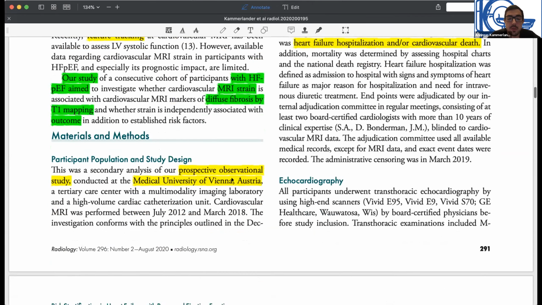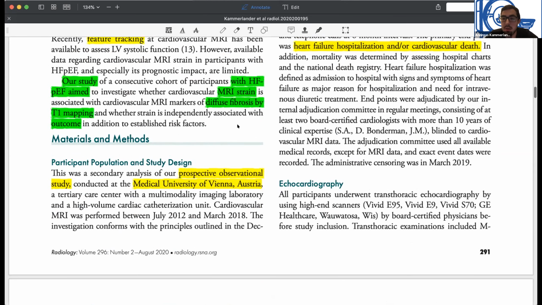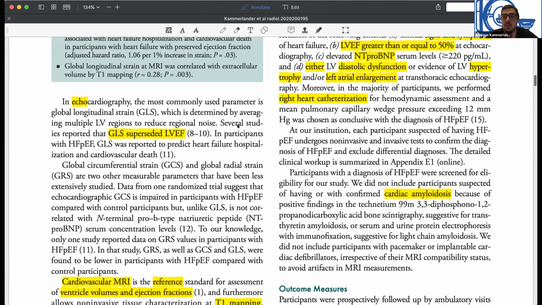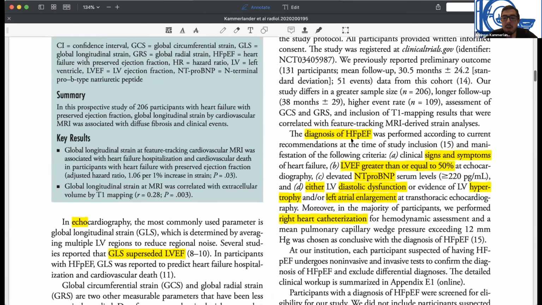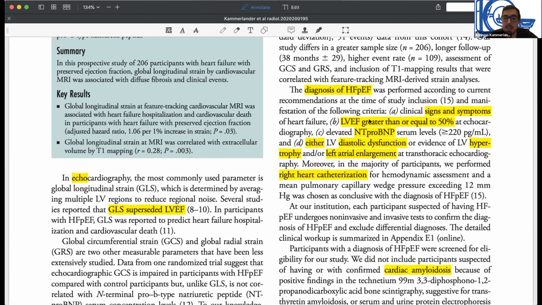So very briefly about our center, we are at the Medical University of Vienna. We have a prospective registry, including all HFpEF patients. Now we have some 600 patients or so. Back then it was 300. The diagnosis of HFpEF, we follow the guidelines. This was the back then definition, but actually nothing really dramatic has changed.